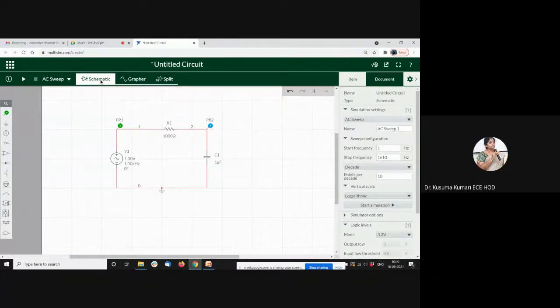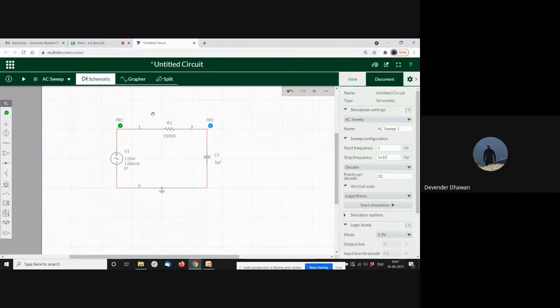Just interchanging R and C, R and C, R and C interchange. Okay, so right now I'm measuring my output across C. In that case, I would measure my output across the resistor. Okay, so that is what it will do.